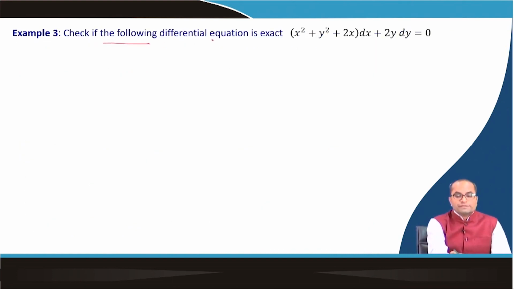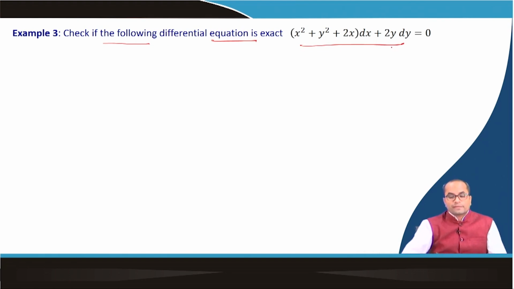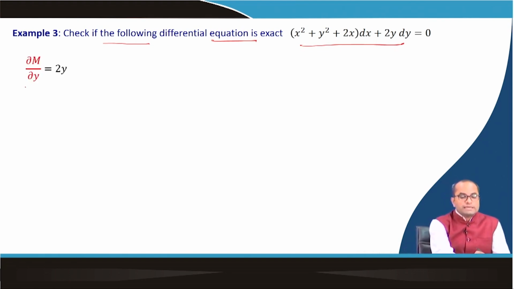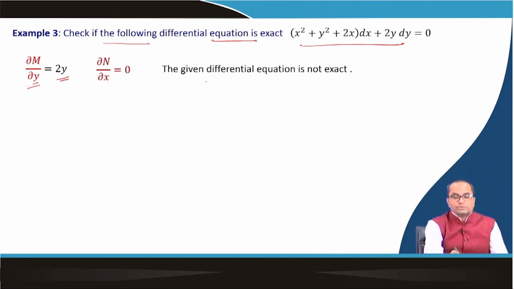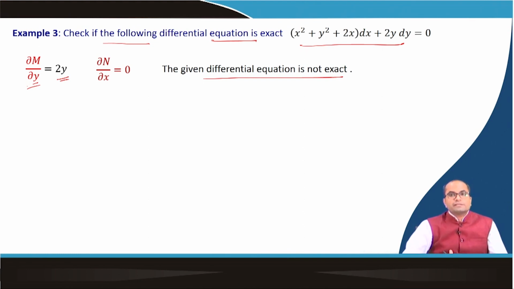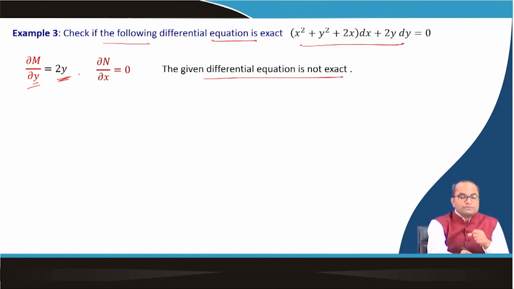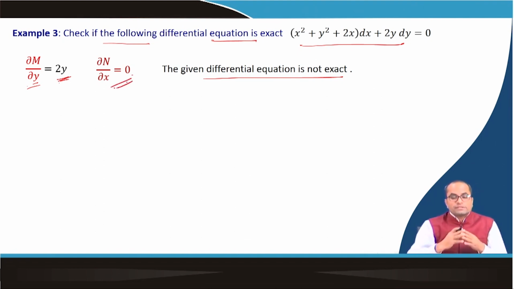Check if the following differential equation is exact. So, this is ∂M/∂y = 2y and ∂N/∂x equal to 0, so the given differential equation is not exact. This example we have done in the previous lecture as well, where we have seen that just by multiplying by e^x the equation will become exact, but now we will see how to get that e^x for this equation.